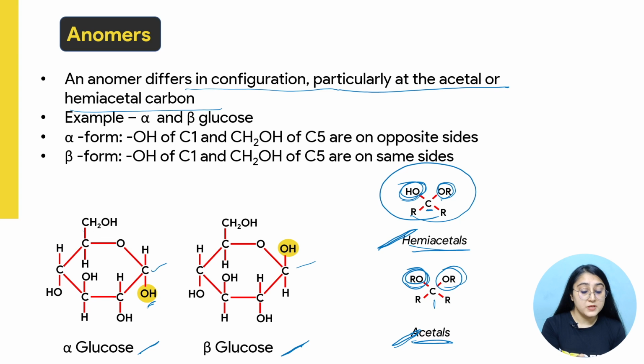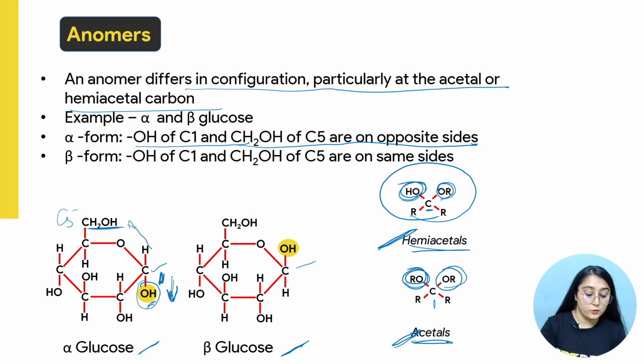Now, alpha forms are the ones where the OH of C1 and the CH2OH of C5 are on opposite sides. If you look over here, at C1 we have the OH group which is pointing downwards, and on C5 the CH2OH group is present on the other side.